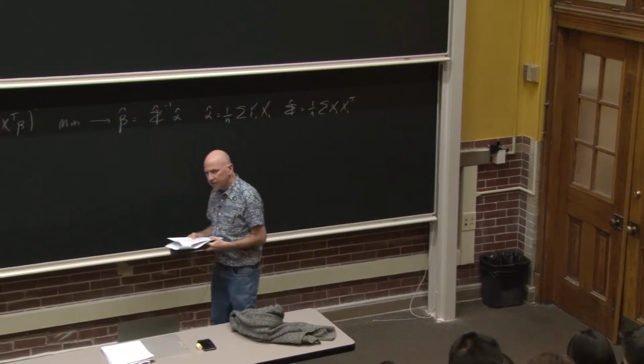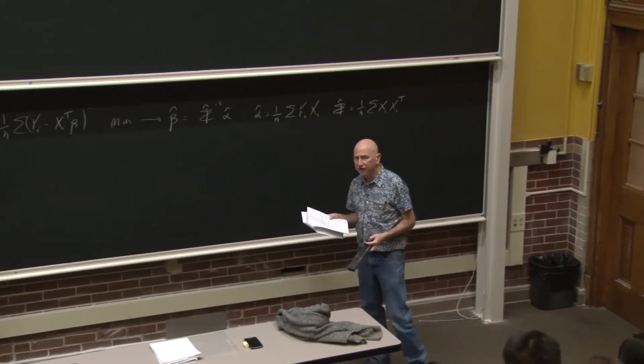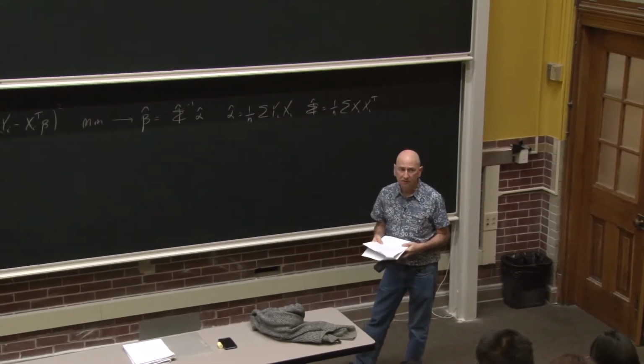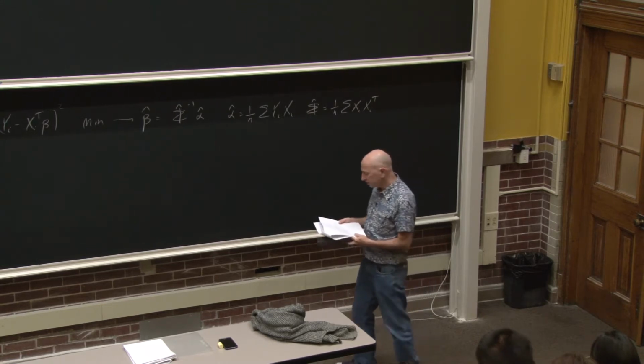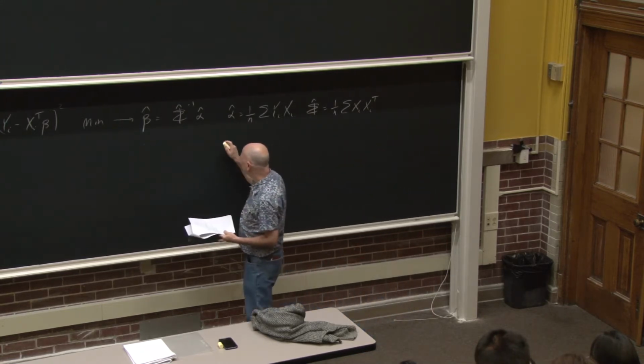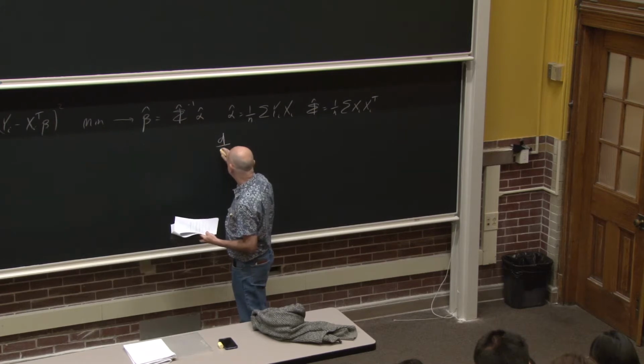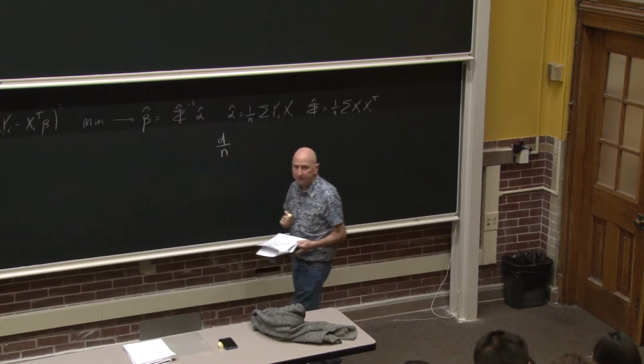The proofs only use the tools that we've discussed so far in concentration and measure. I didn't put them in because they're very long, but I did put the references if you're interested to look at it. But the important thing to notice is that the error is of order d over n.